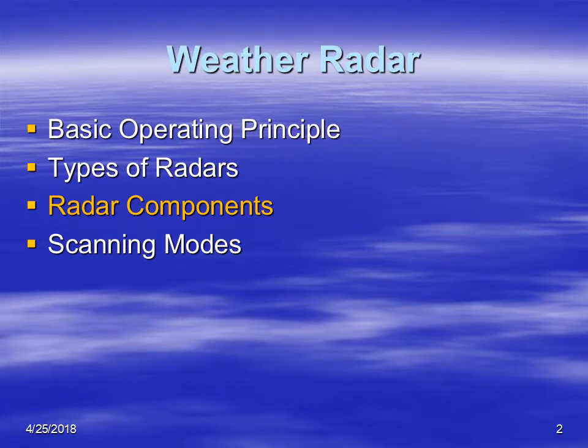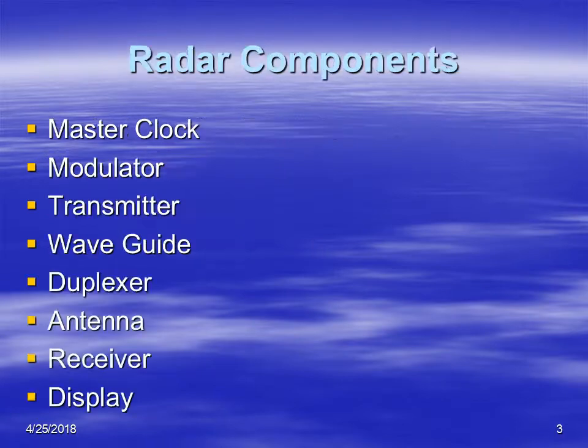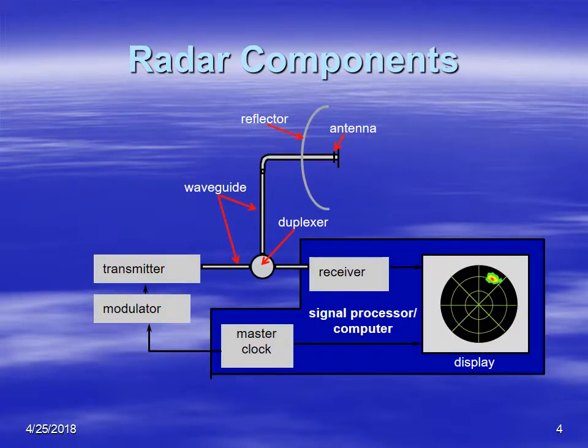In this video we're going to talk about all the basic components of a radar. So we're going to start out with the master clock, and we're going to look at a block diagram and go through and follow the path of energy through the modulator, transmitter, waveguide, duplexer, antenna, receiver, and then finally the display.